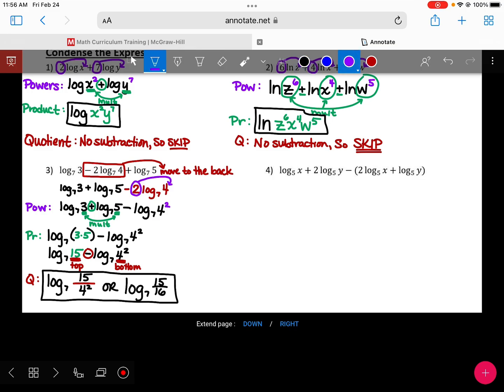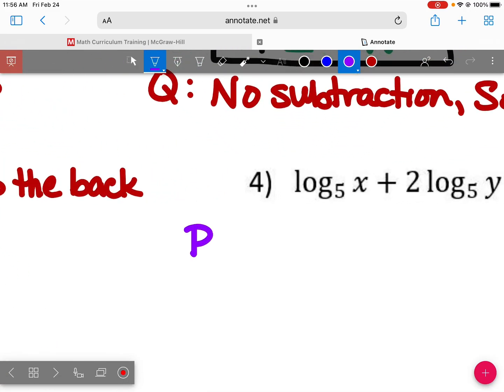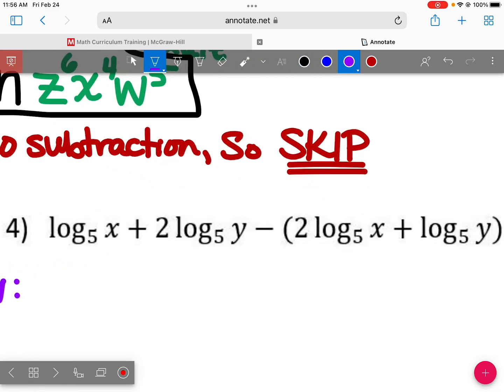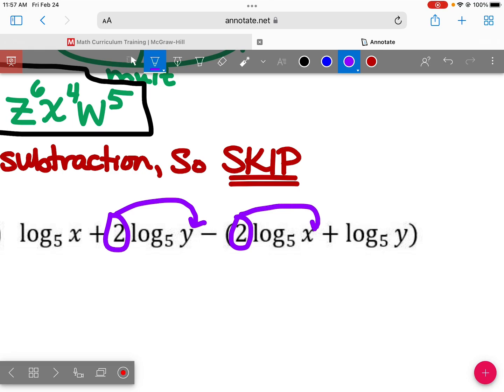What step do I start with when I want to condense? Powers. Do I need to use the power step on number 4? Yes. How many places? 2. What am I looking for? Yep, I'm looking for numbers in front of log. This one has no number. This one does have a number, and so that becomes an exponent. There's a number right here, so that becomes an exponent. There's no number right here, so I don't do an exponent.